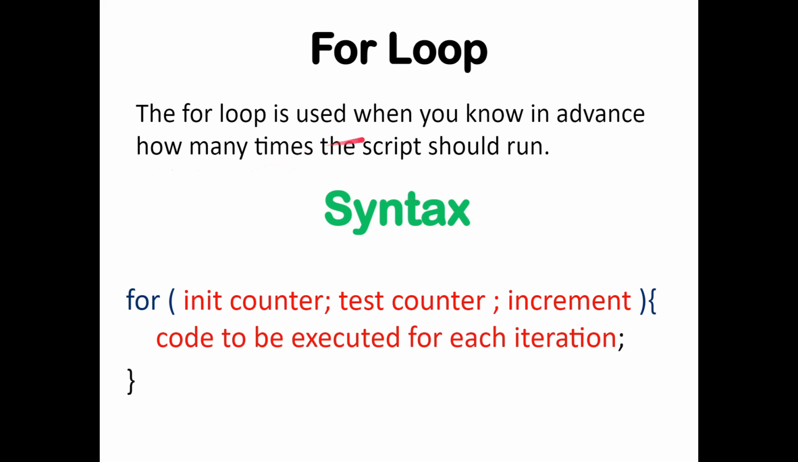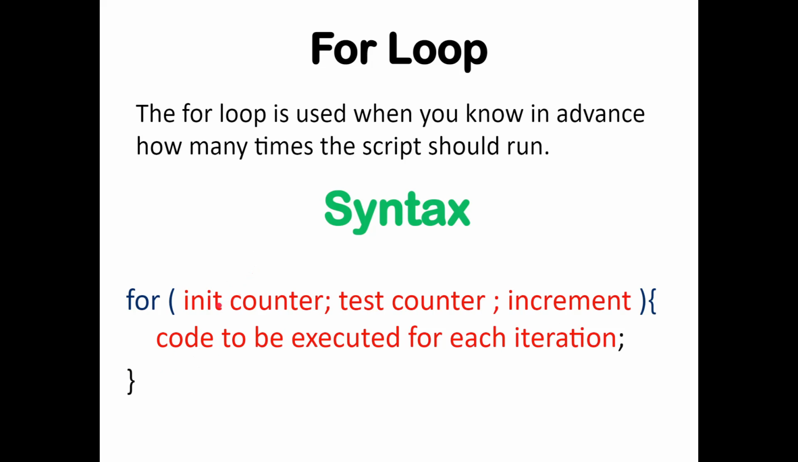The for loop is used when you know in advance how many times the script or the code block should run. So its syntax looks like this. First we will initialize the for, and inside the bracket we will give 3 values. Here 2 values are a must and 1 value is optional, which is the increment. This increment you can give over here or here, anywhere inside the code block.